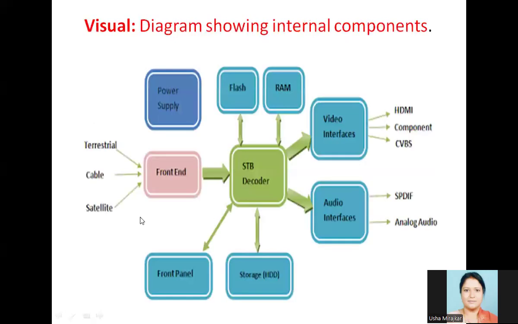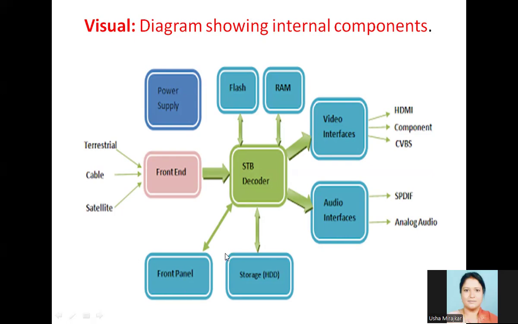Now the basic block diagram of the set-top box, or the components. Here at the center we have the set-top box decoder. This is the front end, with the terrestrial, cable and satellite connections for the set-top box. Here is the front panel, where all the displays will be, indicating the on/off status and the volume, on/off, channel changing. All those front panel connections will be there.